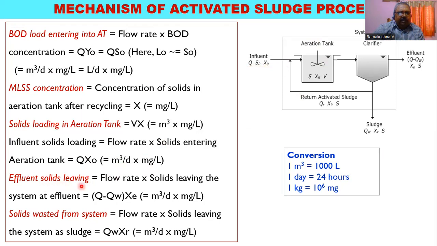Effluent solids leaving, how much solids are leaving here? Q minus Q W is the effluent discharge going out, and Xe is the concentration of the solids. You multiply both, you are going to get the effluent solids leaving. Solids wasted from the system, from the bottom, is Q W into X R. Q W is the discharge and X R is the concentration of this sludge solids. So Q W X R.